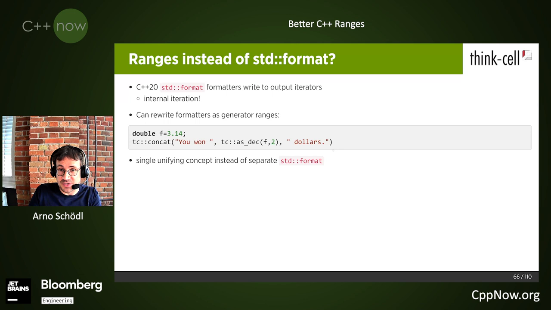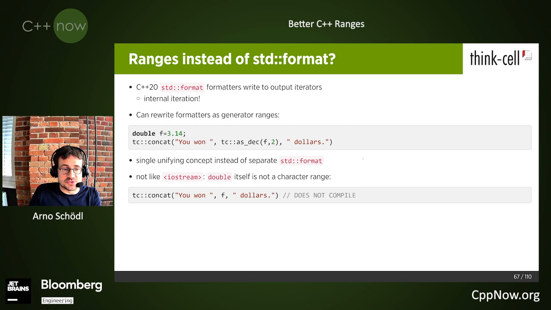And the nice thing is that we don't have a separate std format concept or idea. It all merges together nicely with ranges. We only have ranges. Now, keep in mind here, this is not like IOStream. IOStream accepted that you put in these values that you want to print somewhere into your stream, and then they would magically convert to a string. That's not the case here. So this would be invalid. This does not compile. The F itself is not a range, but you can turn it into a range if you tell it how it should be formatted, for example, with this TCS deck.